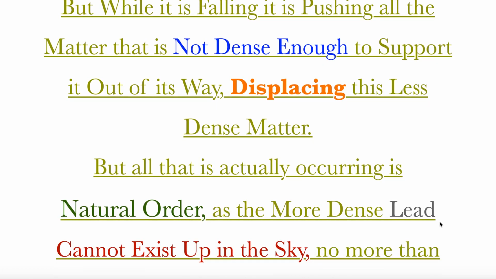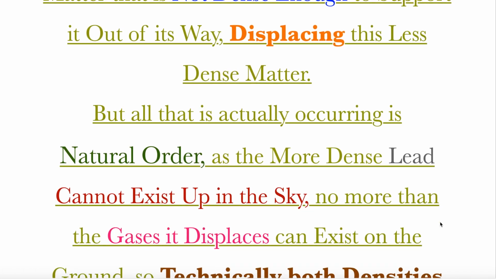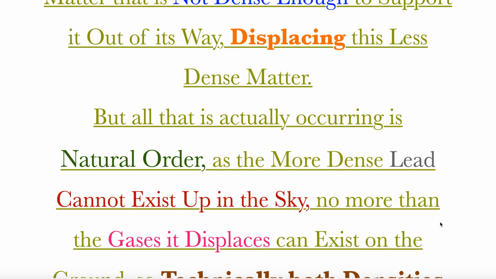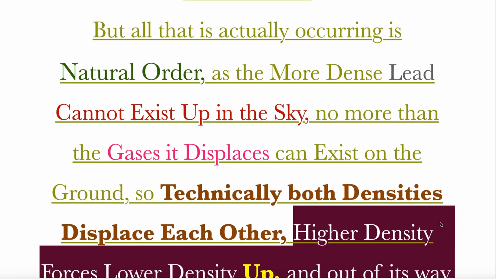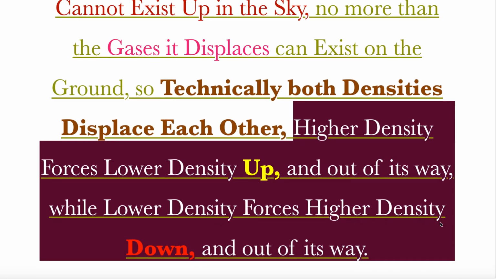But all that is actually occurring is natural order, as the more dense lead cannot exist up in the sky, no more than the gases it displaces can exist on the ground. So technically both densities displace each other. Higher density forces lower density up and out of its way, while lower density forces higher density down and out of its way. Now people might look at that and say, how does lower density force higher density down? Well, it's making it impossible for the higher density to be up there. So it's causing the higher density to fall, if you want to say it that way.